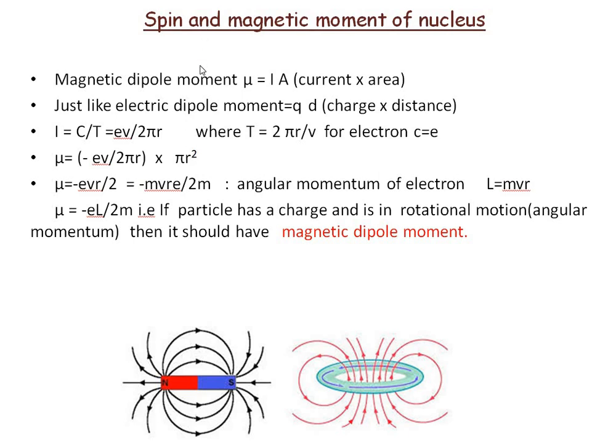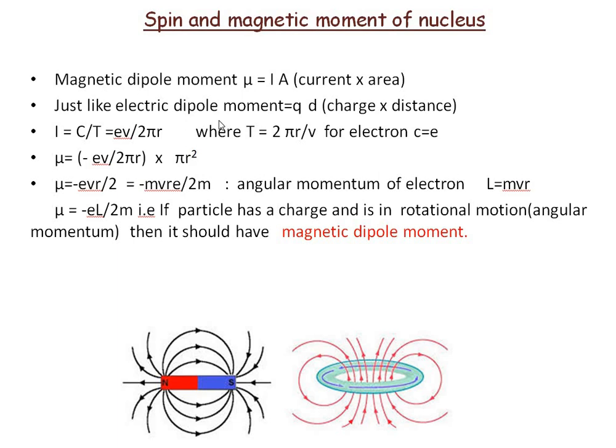In our previous class, we discussed the charge, mass and the size of the nucleus. Let us discuss the spin and magnetic moment of the nucleus. Before we deal with the magnetic moment of the nucleus, let us examine the magnetic moment of the electron, because the electron is familiar to us. Then we can apply the same situation to the case of the nucleus.